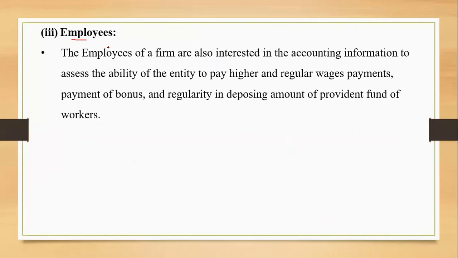Next, employees. Employees are also a part of the internal users, right? Because they are directly connected to the company and the performance of the company. They are interested to assess the ability of the entity to pay higher and regular wages. Employees and workers would like to know whether the company will be able to pay higher and regular wages. Regular wages at least should be received, these days that itself is a lot. Higher wages in terms of the profits. If the company is earning good profit, then yes, they will be expecting a higher pay, right?